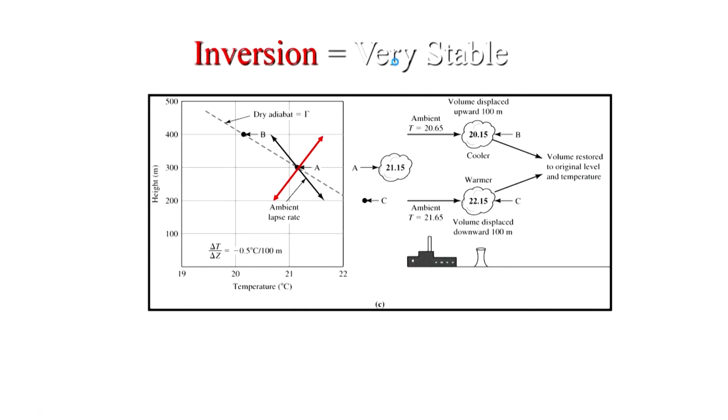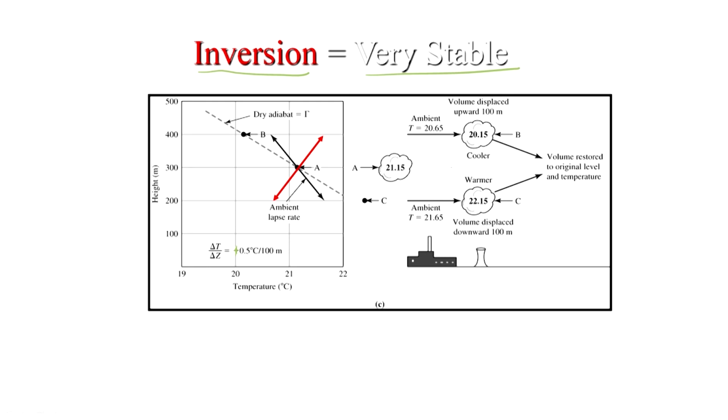So, let us see what we have. The other one is inversion, when it is very stable. Here, as you see, I guess this should have been positive. Okay. Here the ambient temperature actually increases with increase in height, as you move away from the Earth's surface. So this is called an inversion condition, and it is remarkably stable.